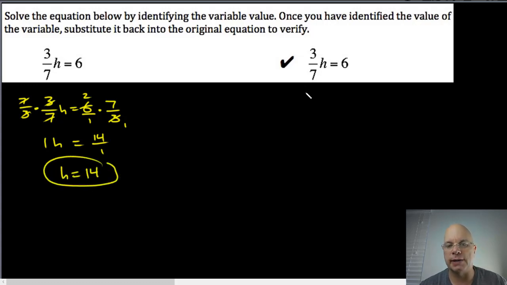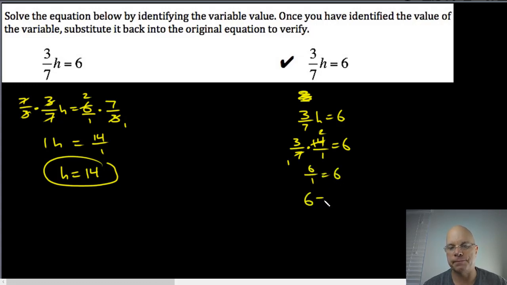We can substitute it back in to check. 3/7 h equals 6. So 3/7 multiplied by 14 should equal 6. And 1/7 of 14 is 2, and 3 times 2 is 6. 6 over 1 equals 6. That checks.